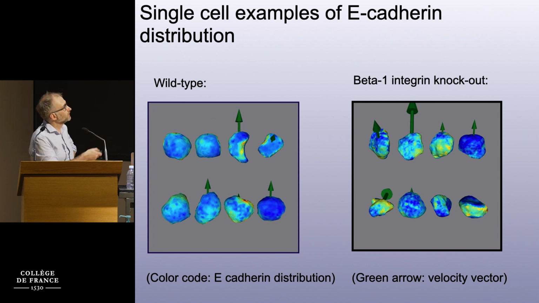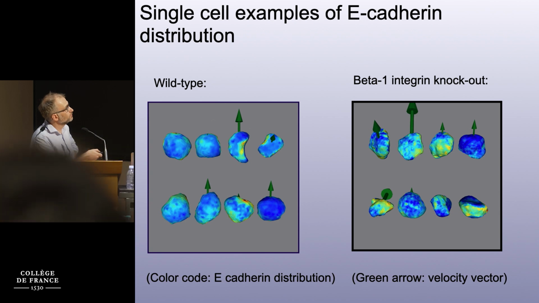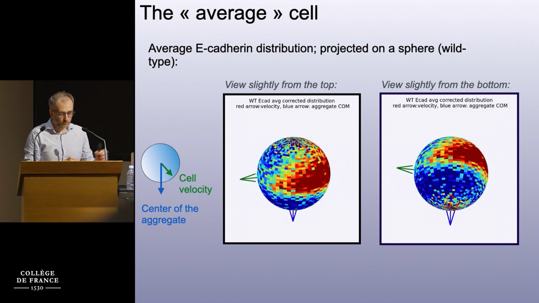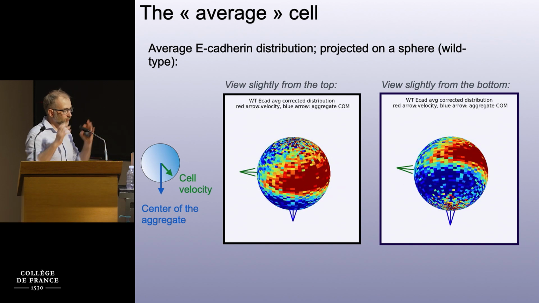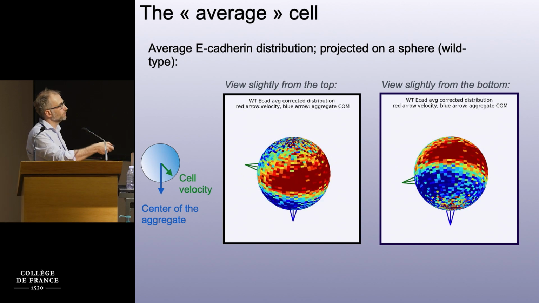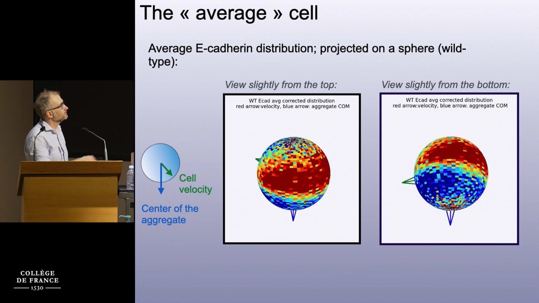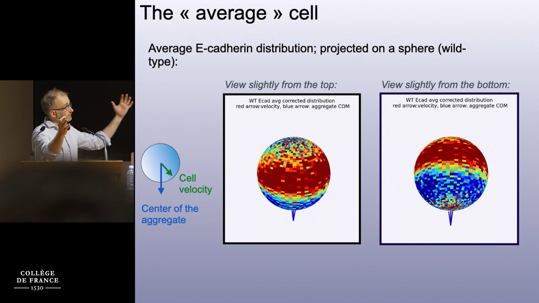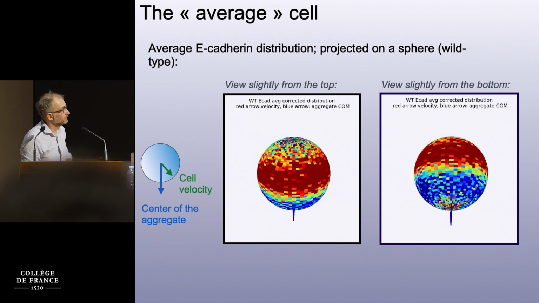And what one can also guess from this is that there tends to be more cadherin in the back of the cell than in the front of the cell. And this can be verified by, again, doing the same thing I was showing before, taking all the cells, arranging them in a coherent way, in that case, so that the blue arrow is pointing to the center of the aggregate, and that the green arrow is the common velocity axis of the cells. Then we map all the E-cadherin intensity, and we get this profile.